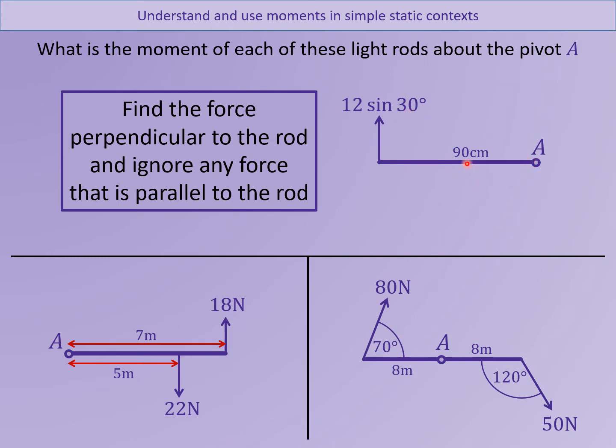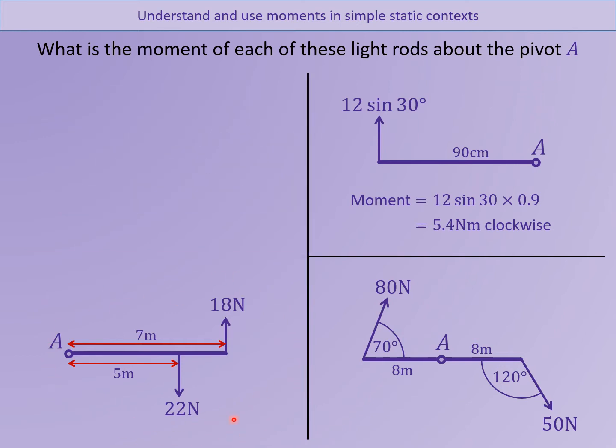Careful with 90 centimeters, 0.9 meters. Put both of those in. Grab your calculator, calculate it. Gets you 5.4 Newton meters in a clockwise direction. Still going in a clockwise direction. Okay, so well done if you got that. Right, so we go down to this one just here.